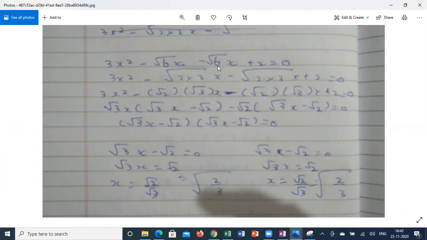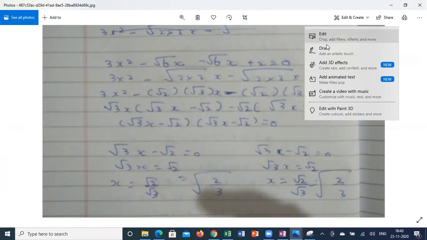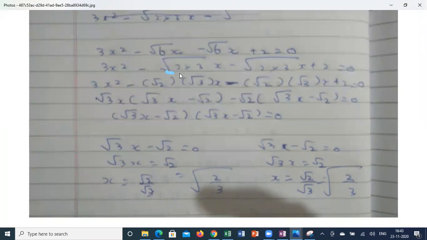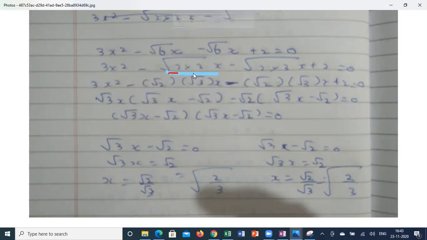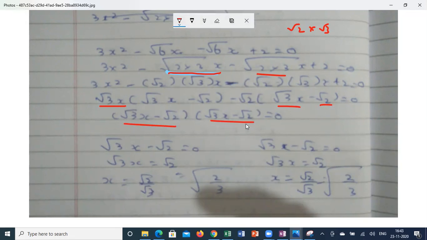3x square root 6. Okay, okay. Again, you split this root 6 into root 3 and root 2. Yes, sir. Root 2 into root 3, and this also root 2 into root 3. And what do you take in common here? Root 3x you take in common. So root 3x minus root 2, root 3x minus root 2.